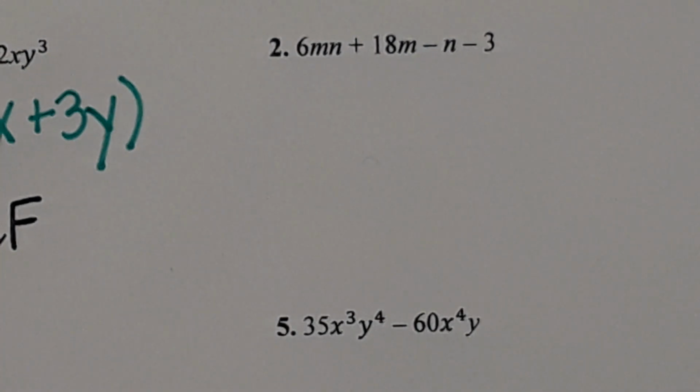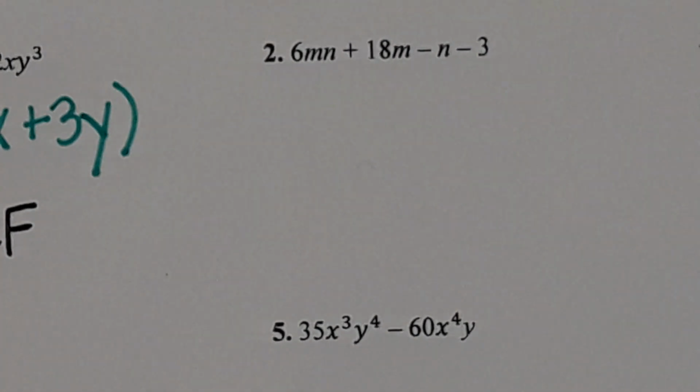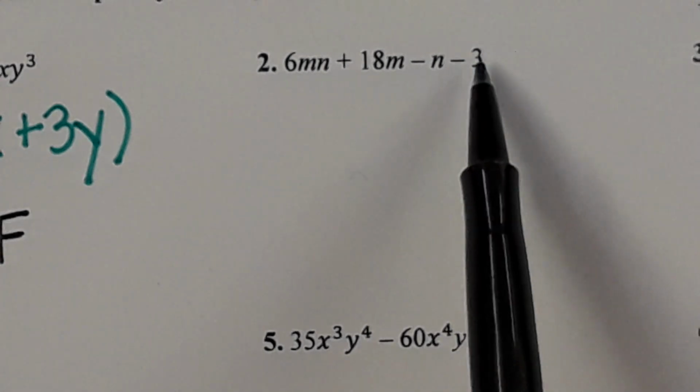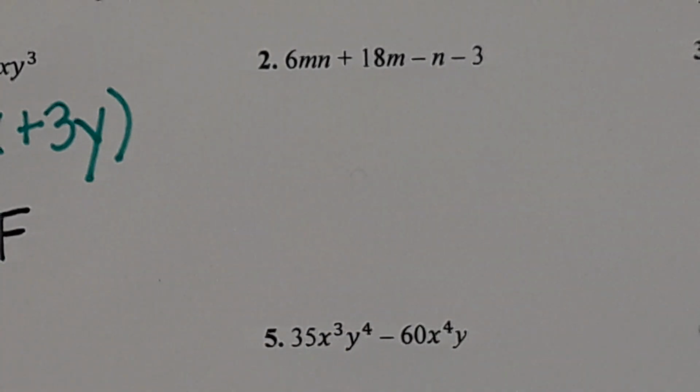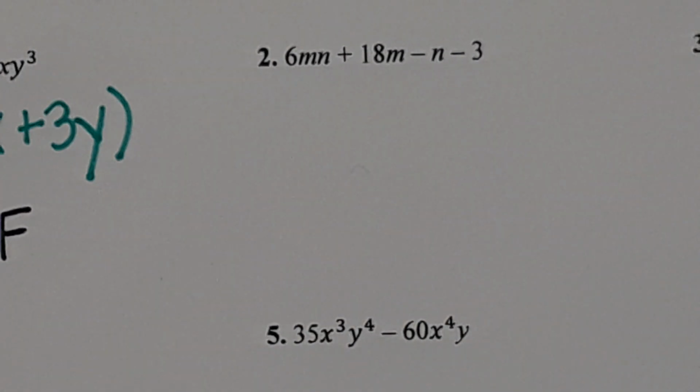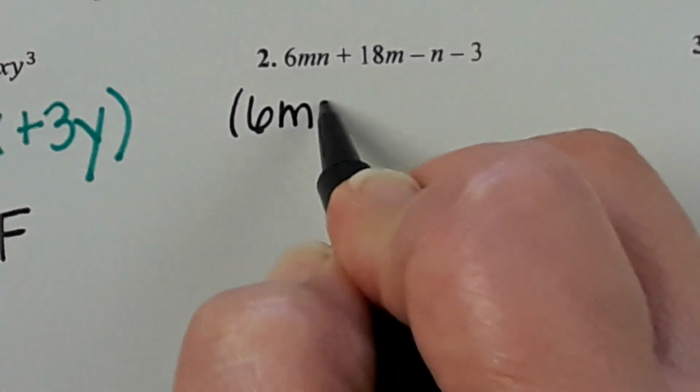Okay, number 6. Number 2. The smallest number is 3. Does 3 go into all of those numbers? 3 goes into 6. 3 goes into 18. Does 3 go into 1? No. So 3 is not a GCF. The smallest number after 3 would be 1, so we don't have that. Do they all have the same variable? Do they all have an m? Do they all have an n? So no GCF. So because this is a 4, we're going to do grouping.